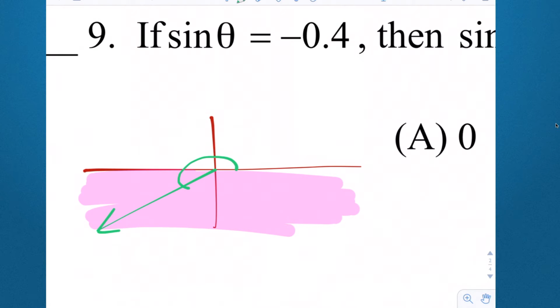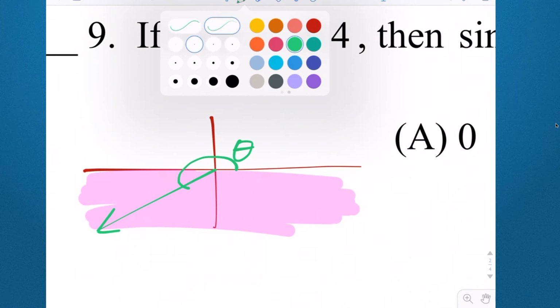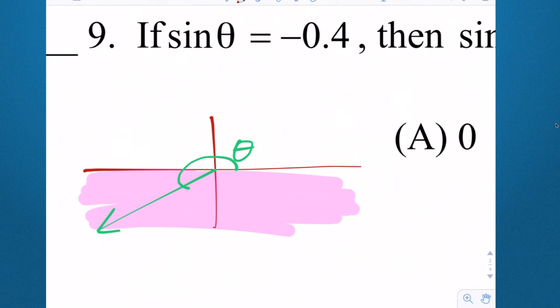If theta lived over here in quadrant 3, if that were theta, then where would negative theta live? It would live over here in quadrant 2, right? And what do we know about those two terminal rays? They have the exact same reference angle, which means they're going to have the exact same magnitude of sines. All right, so in that case, if negative theta lives in quadrant 2, sine is not going to be negative 0.4, but rather positive 0.4.